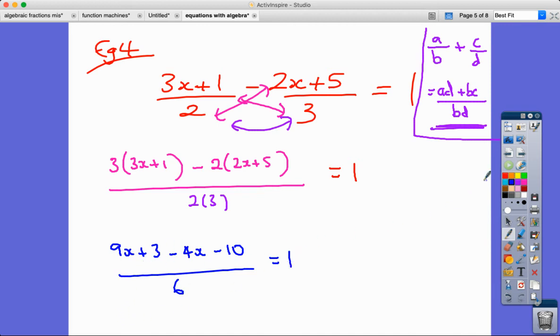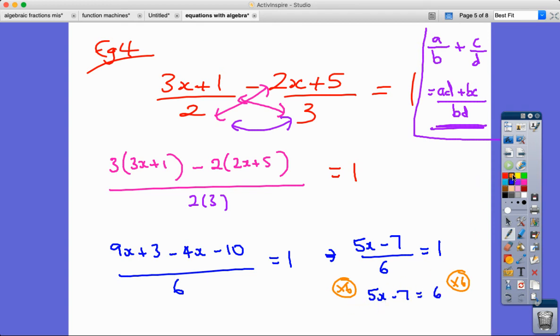Now I can simplify the top. So I've got 9 minus 4, which is 5x. Okay, so 5x. 3 minus 10 is negative 7. Over 6 equal to 1. And now I'm at that stage where I've got a fraction and I could do with dismantling the fraction. So I'm going to times 6 on both sides. Okay, and what I'm going to get is 5x subtract 7 equal to 6.